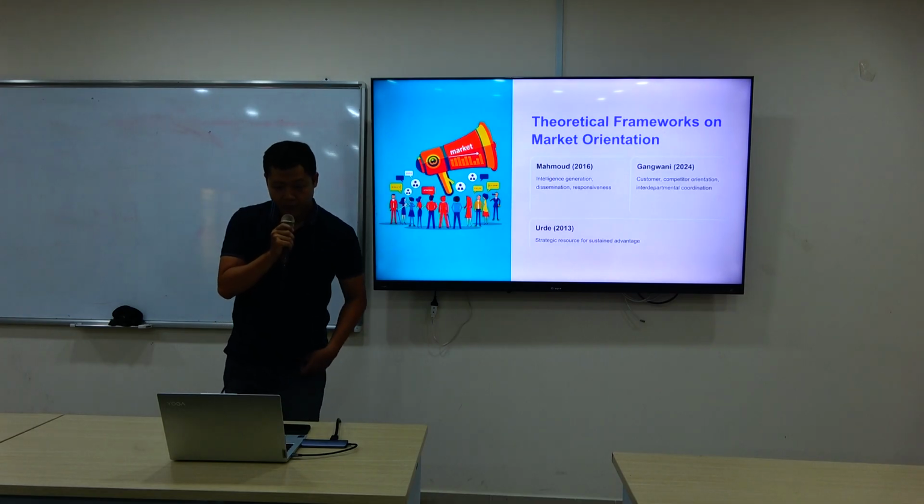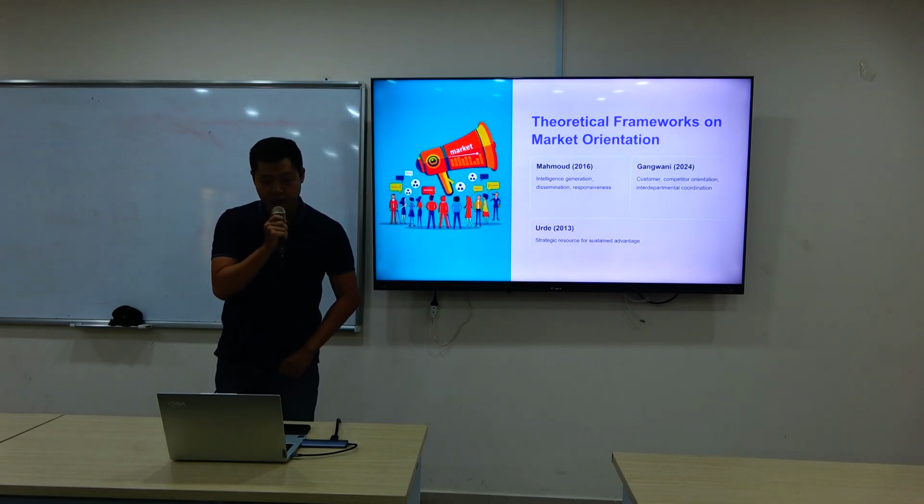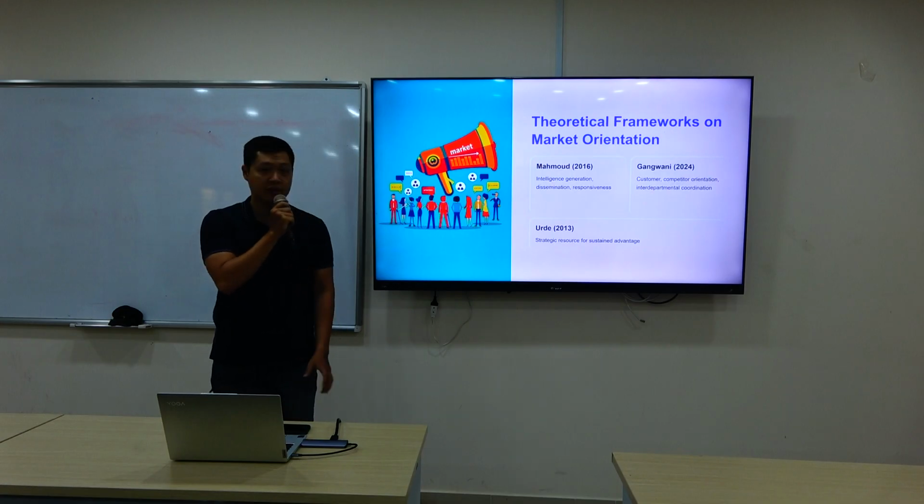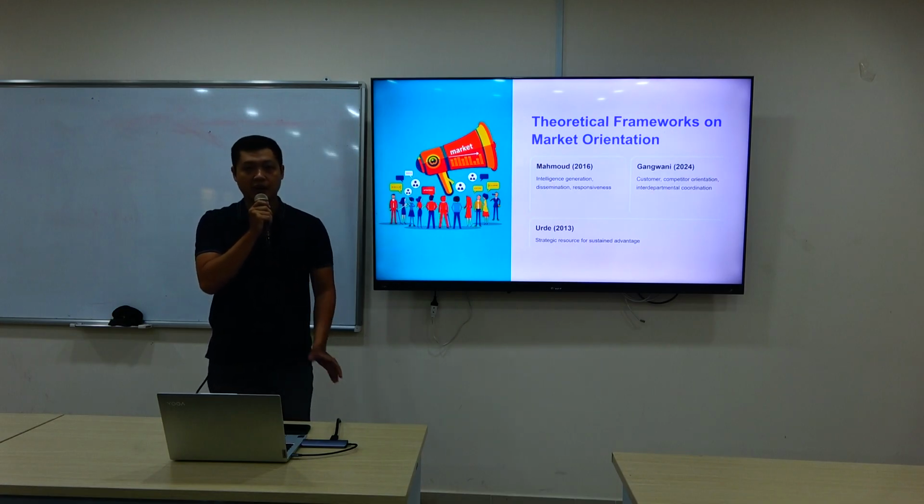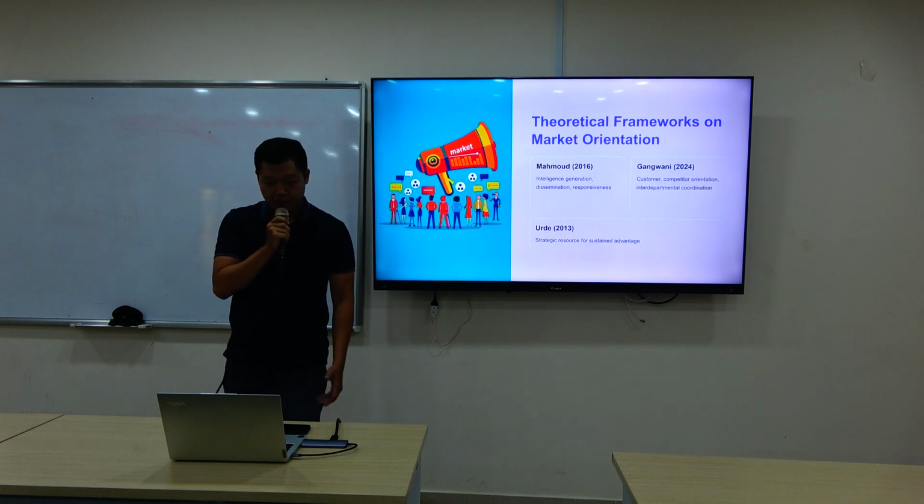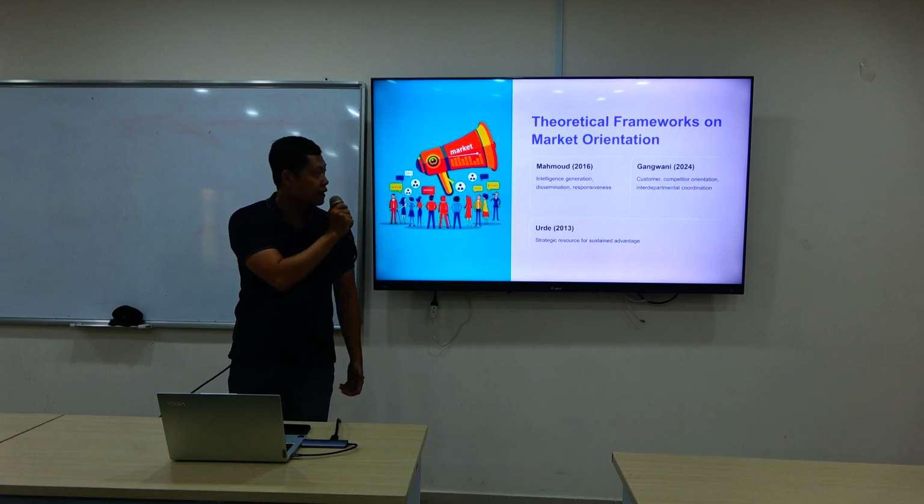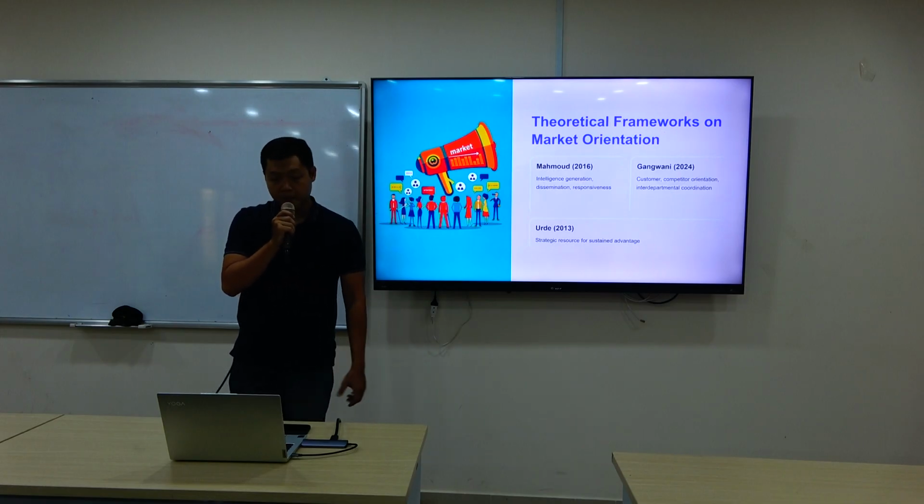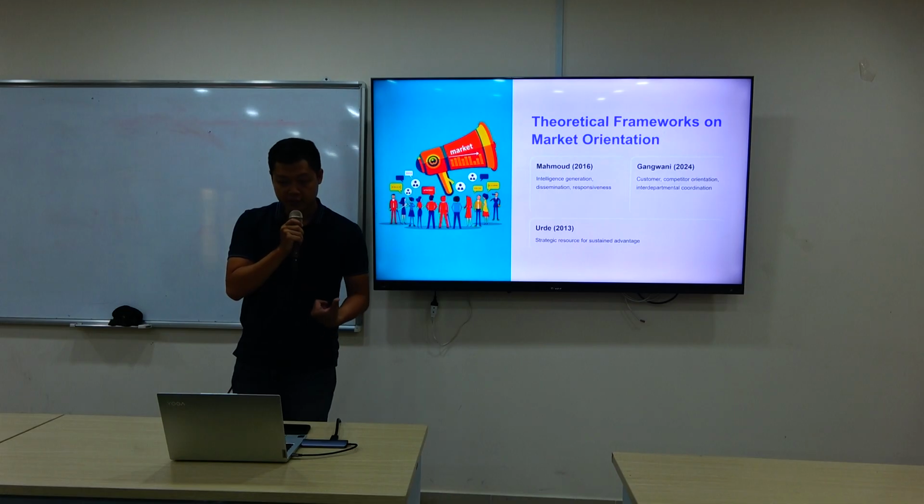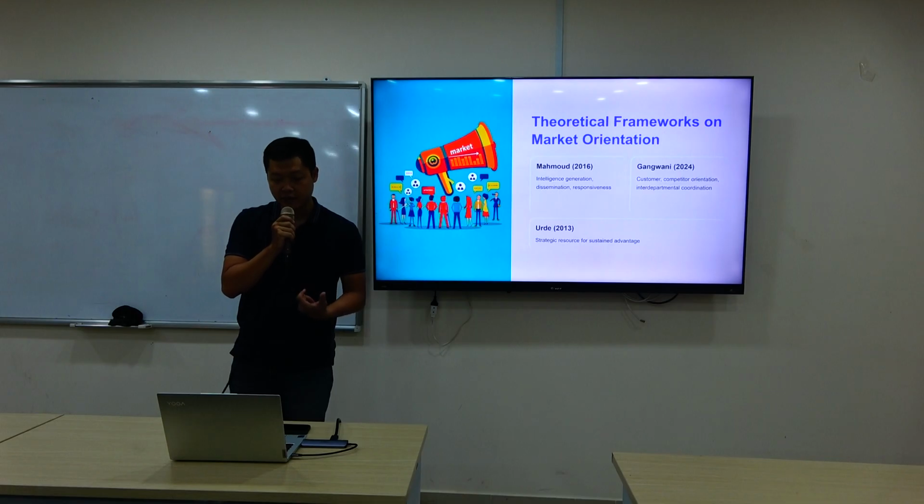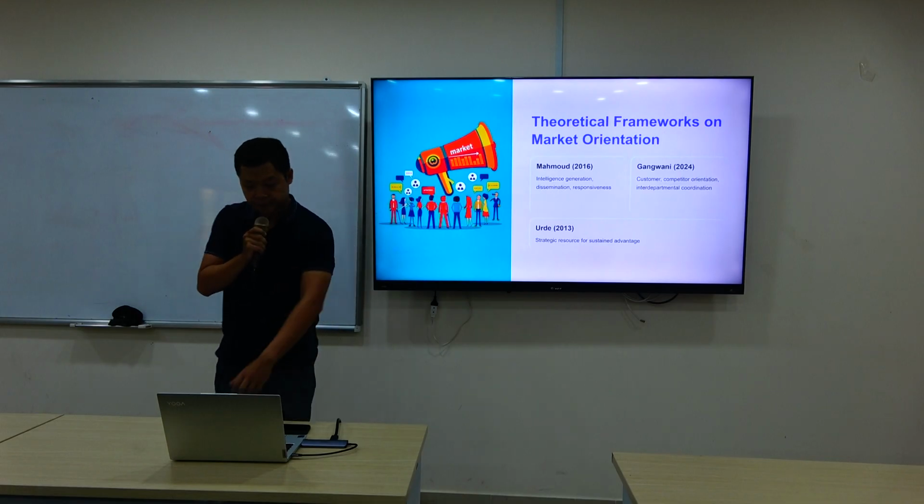Market orientation is focused on intelligence generation, disseminating it across the departments, and responding effectively to customer demands. It emphasizes customer orientation, competitor orientation, and interdepartmental coordination. Moreover, market orientation is a strategic resource for sustained competitive advantage.